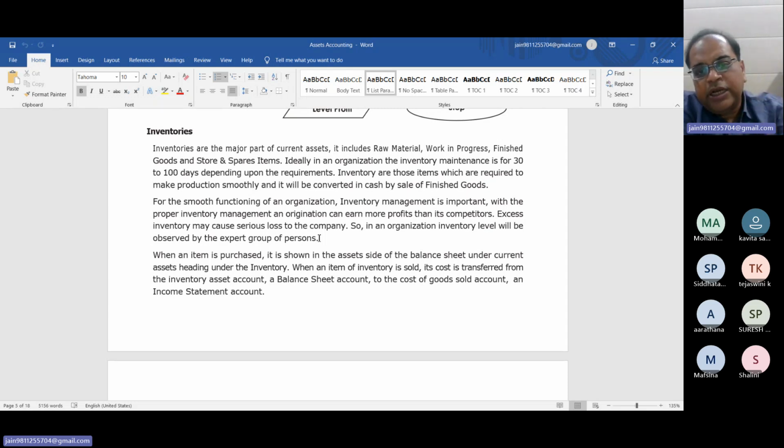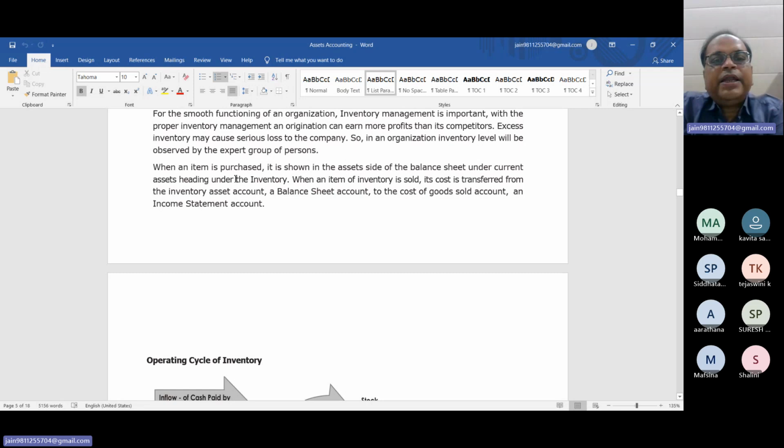But suppose on any day, in any period, you have a total of 1200 quantity of material, over and above the maximum stock level. Then you unnecessarily block your money in purchasing raw material, and there is a greater chance of wastage of material. You have to take more care if you have more material. So excess inventory may cause serious losses to the company. In an organization, the inventory level is observed by a group of people.